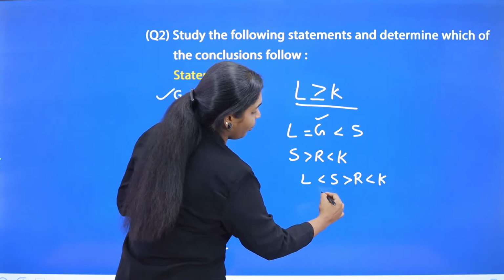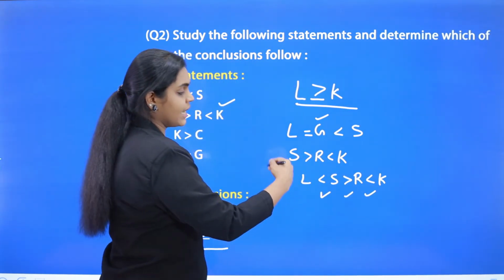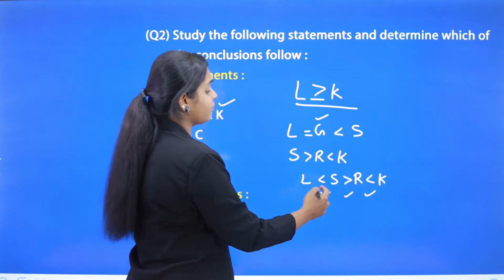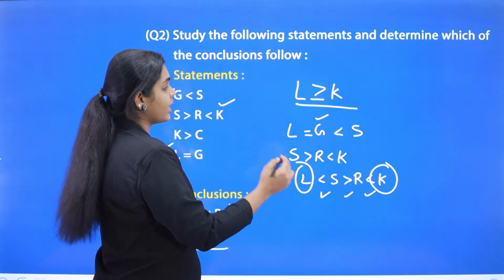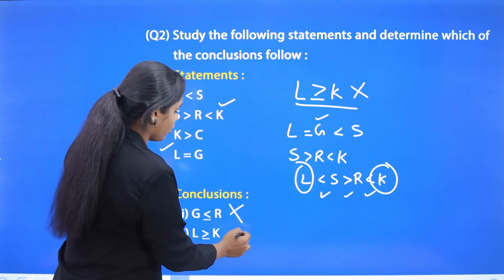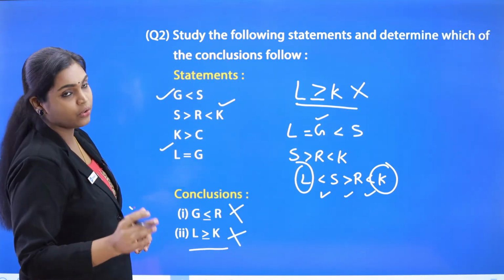So here also opposite symbols are coming, right? Less than, greater than, less than is coming. So that means we cannot establish any relation between this L and K. So that means this statement is also wrong. Conclusion 2 is also wrong.